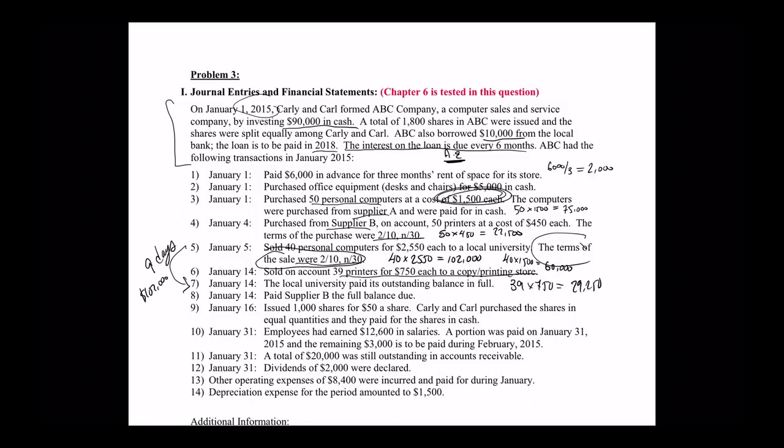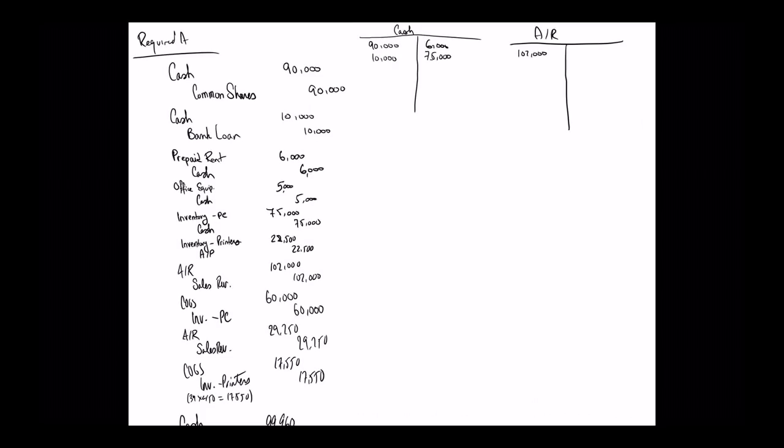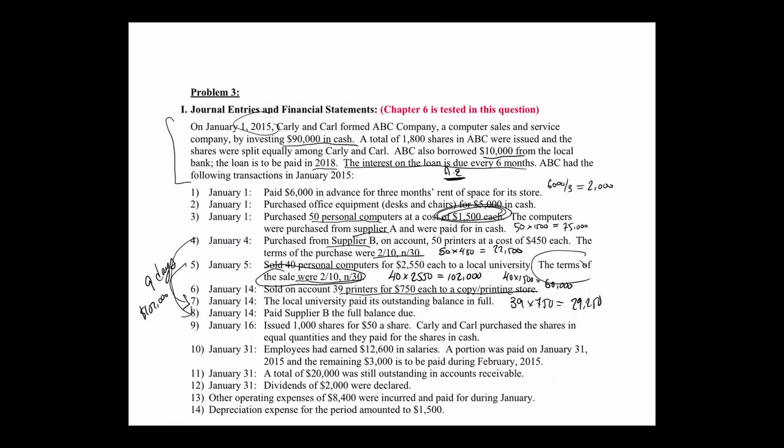January 14th, paid supplier B the full balance due. So that's 10 days exactly. So we just made it in time for the discount. So supplier B, we owed them $22,500.